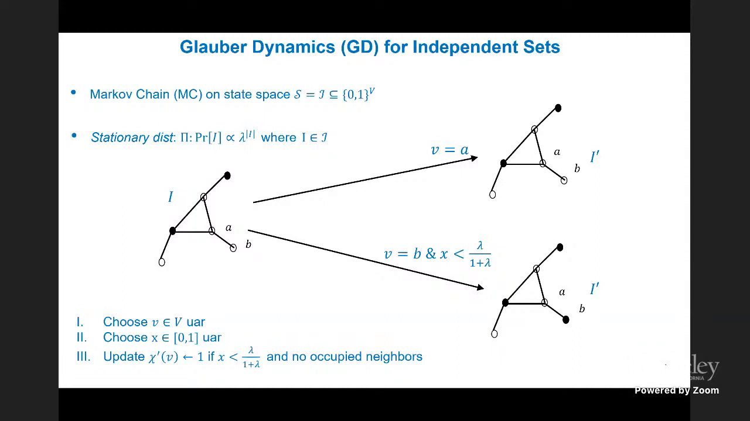If it can't, then it just keeps it empty. And if it can, then with probability lambda over 1 plus lambda, it updates the vertex to be 1, like in case it chooses B. So it's a very simple random process, which is very local, and we keep on applying it again and again. And hopefully the idea is that after some time, we will get close to the distribution we want, which is the stationary distribution of the chain.